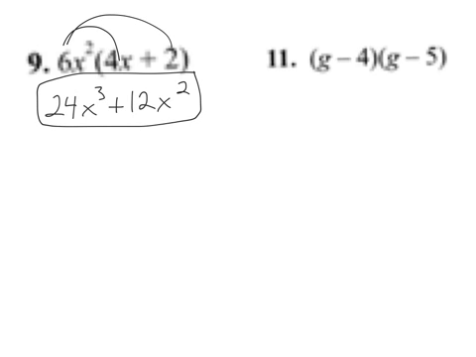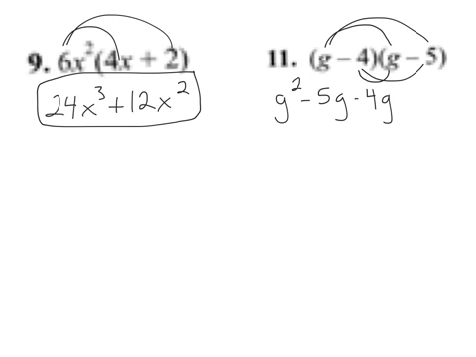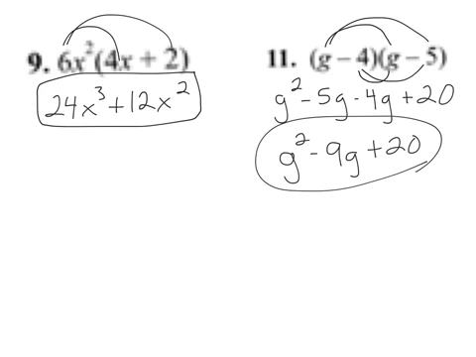On number 11, we're going to have to FOIL these. So g times g, our first, would be g squared. Our outer would be g times negative 5, which is negative 5g. So first, outer, now we're going to do inner, which would be negative 4g. And last, negative 4 times negative 5, which would be positive 20. So I get g squared minus 9g plus 20. And that's my answer for number 11.